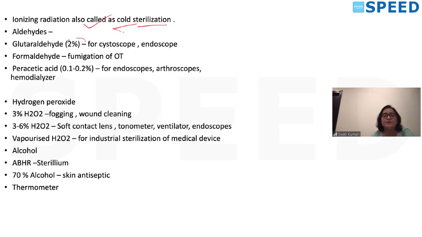Then we have 2% glutaraldehyde for cystoscope and endoscope. We have fumigation of OT by formaldehyde. Peracetic acid is used for endoscope, arthroscope and hemodialysis. Among aldehydes, we have glutaraldehyde, which is 2% for cystoscope and endoscope. Formaldehyde is not commonly practiced now, but it was practiced for fumigation of operation theater. Hydrogen peroxide is used for fogging and wound cleaning.